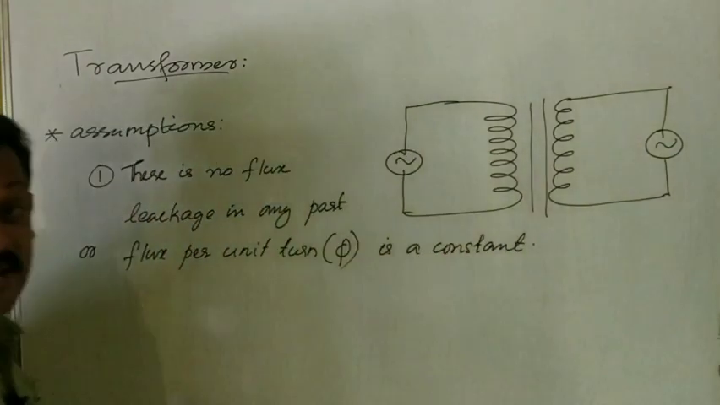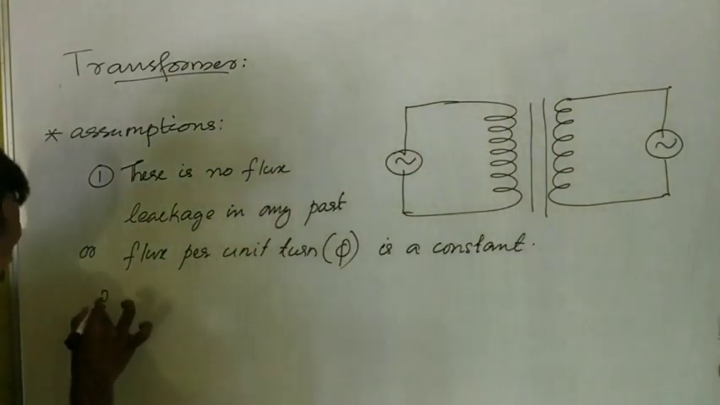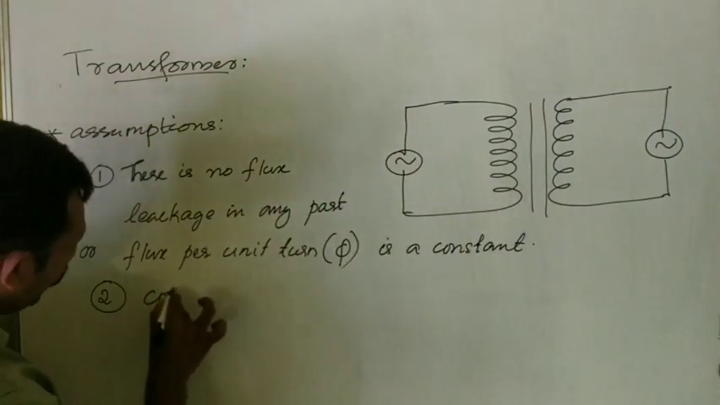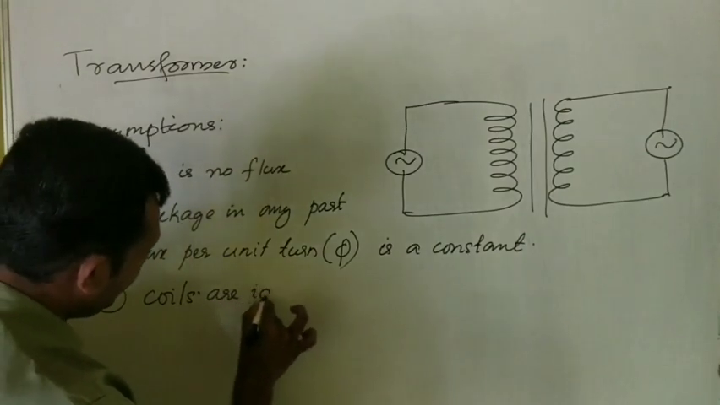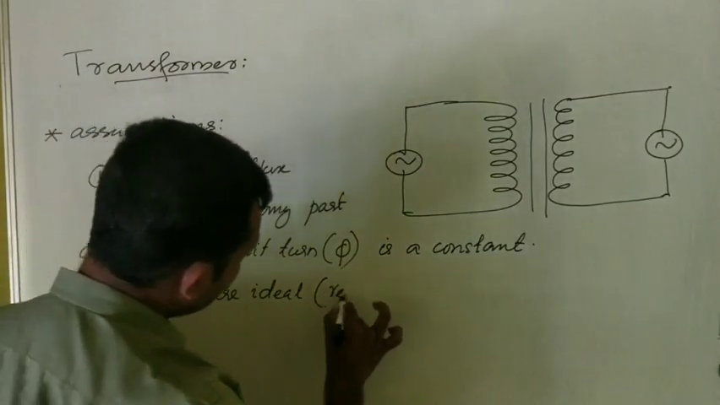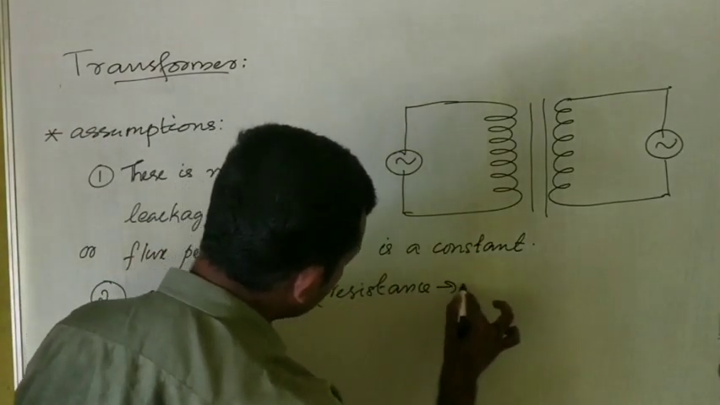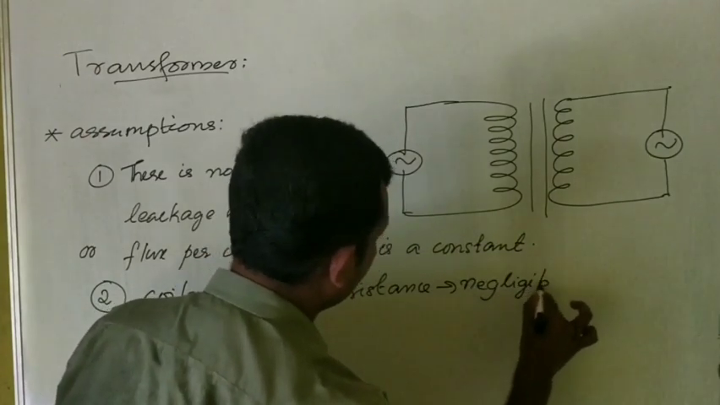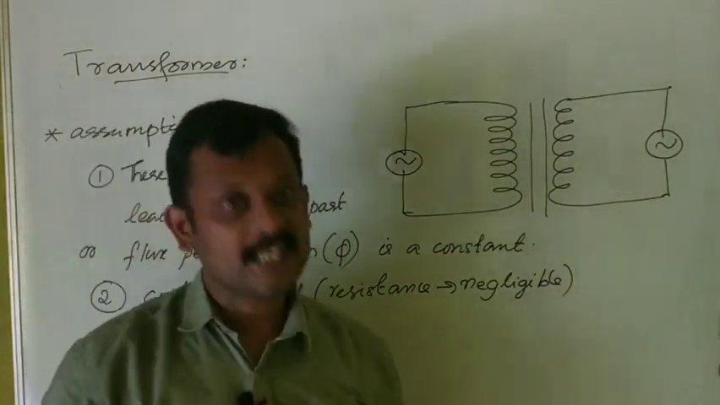The flux per unit turn is a constant. This is assumption number 1. The second assumption that we are considering is that the coils are ideal, which means the resistance of the coils is negligible. The coils are supposed to have negligible resistance.